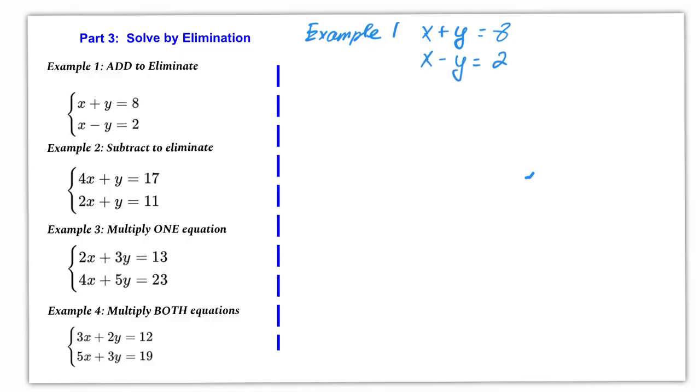As you can see here, we can add the equations to eliminate one of the variables. Can you guess which variable we can eliminate by addition? So let's go ahead and add. We're adding every single term of both equations, hence I wrote it on top of each other. So this will be 2x, and then y minus y will be 0. As you can see, we've eliminated y, and 8 plus 2 equals 10.